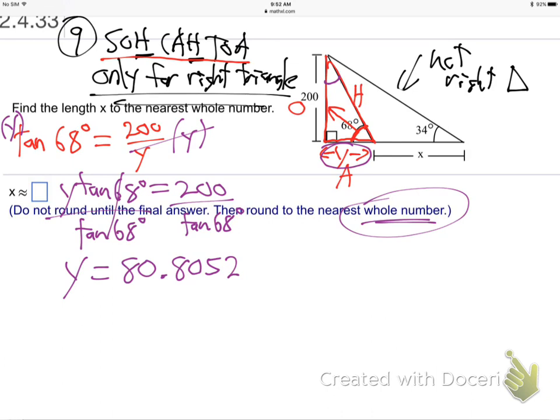Okay, is everybody with me? I'm about to take another step. That's half the problem right there. Everybody good so far? Now that I have y, let me just go over here and write it. Get rid of all this stuff for a minute. Y, this right here, is 80.8052. Now that I have that piece of the puzzle, I can look at the triangle as a whole, like this.